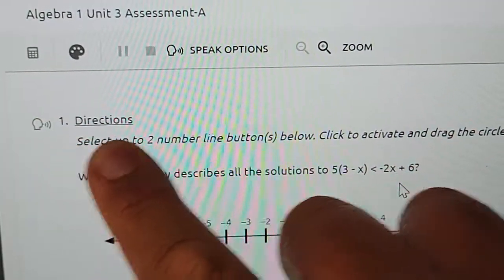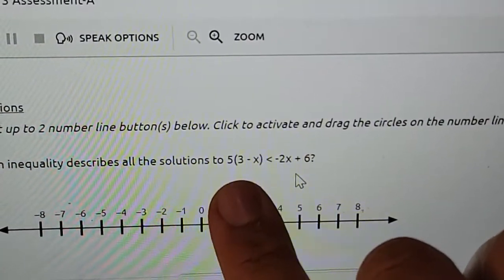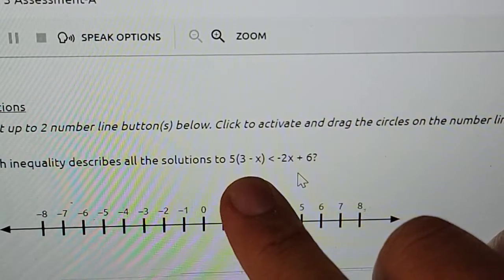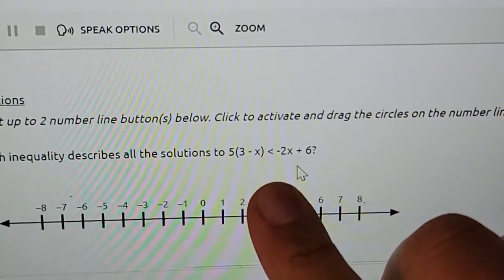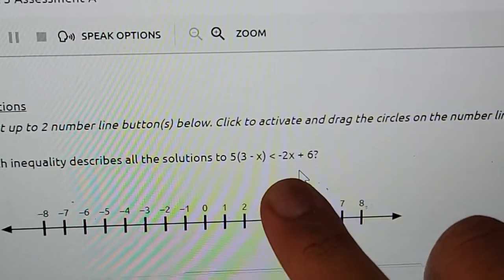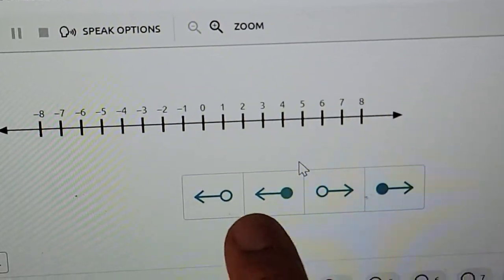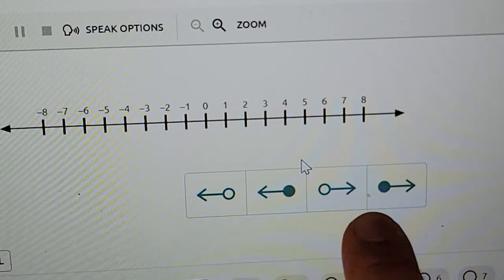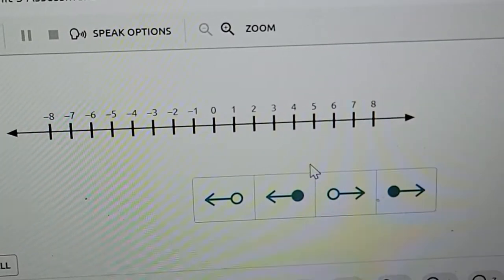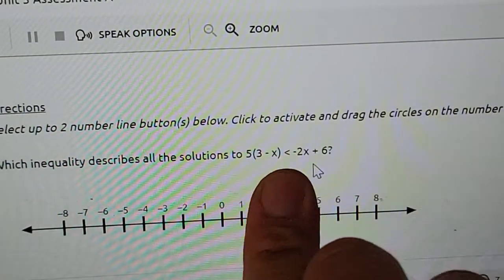All right, so we're on number 1 of the test. We have this equation, 5 parentheses 3 minus x, this is a minus sign, parentheses less than -2, so we have a negative plus 6. And then we have arrows pointing left and right, and then we have circles and dots. Now, easiest thing is to remember some basic notes.